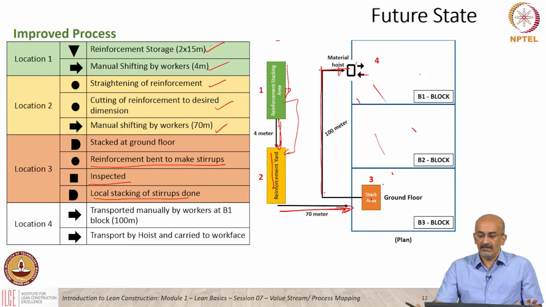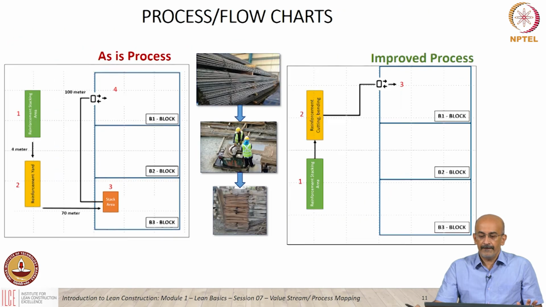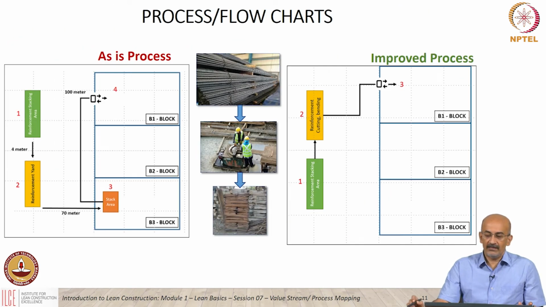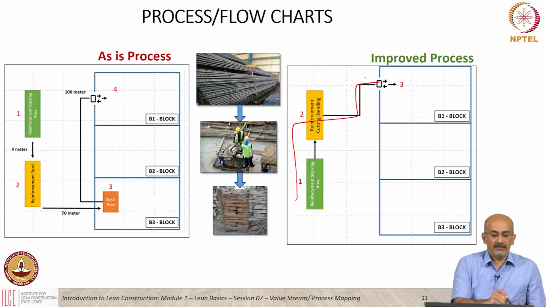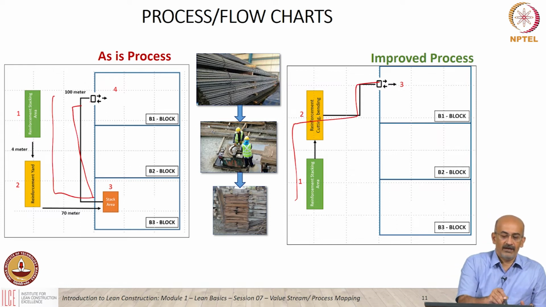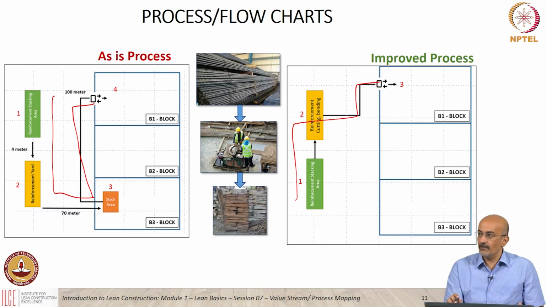So here is a suggestion that's been made for how it can be improved. We are first changing the way the stacking area is done and the cutting and bending is done. So one is we are moving the stacking area here, so the flow is all in one direction rather than flowing this way, this way, this way and back. So the flow is all in one direction.